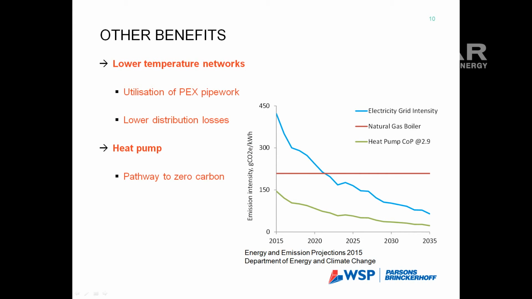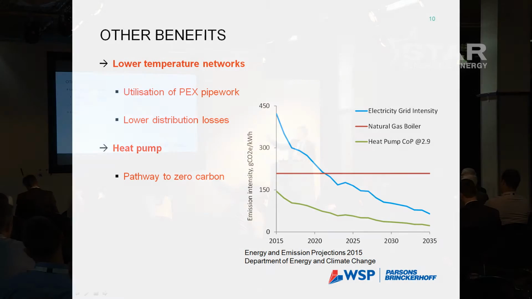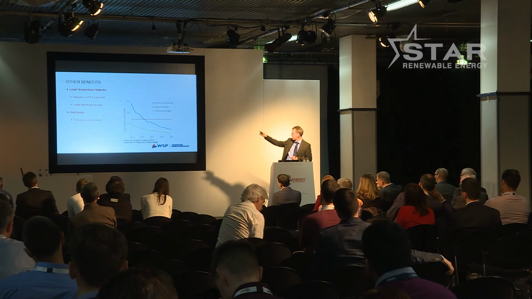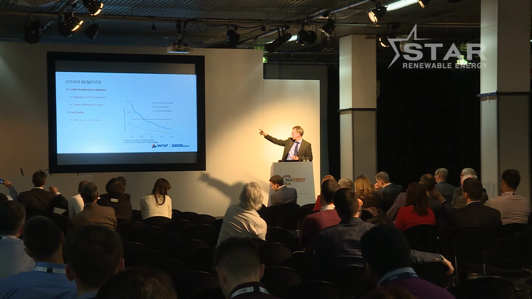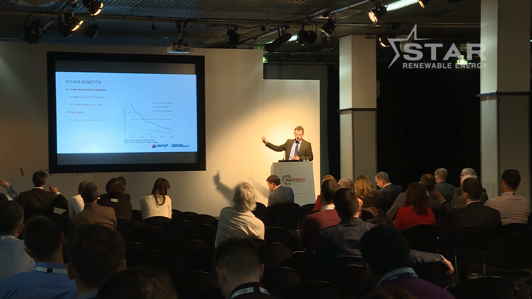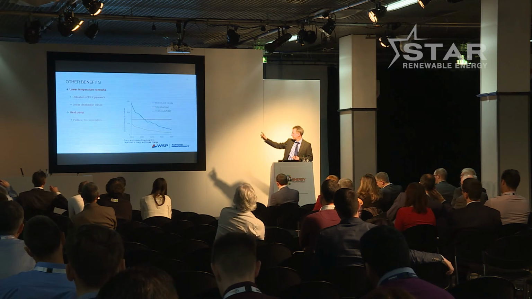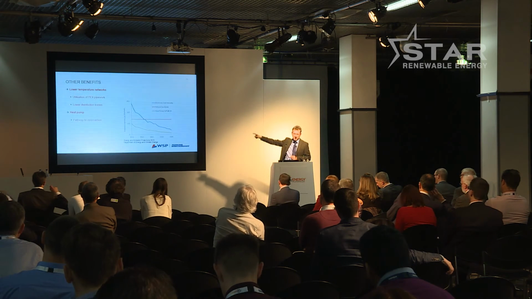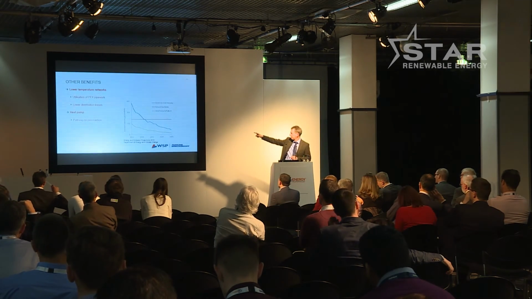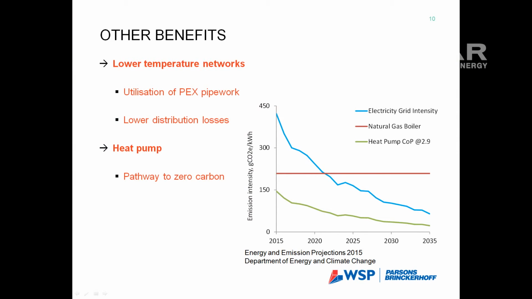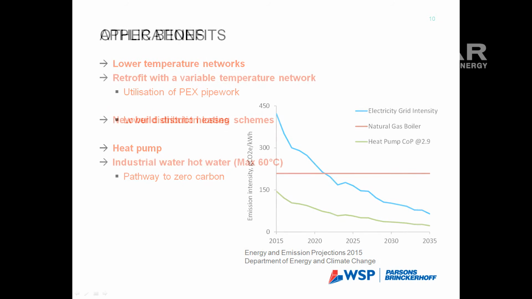But the key message is that the graph there shows what the carbon saving can be. The blue line is electricity grid intensity going forward through time. The red line is gas boiler carbon emissions. The green line is where we can get to with a heat pump. It already starts off low, but as grid emissions fall, it falls even faster. And that's a key message, I think. And that's why heat pumps have got so many useful applications.